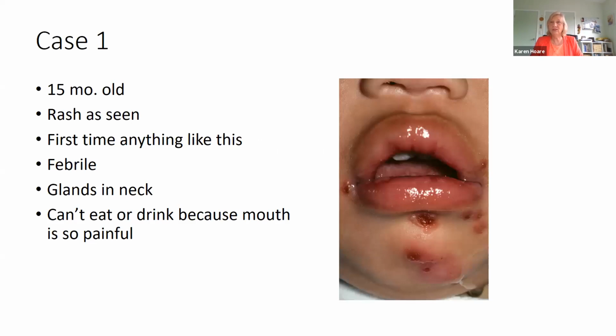Case 1, so a 15-month-old. This is the rash. The parent says it's the first time they've ever seen anything like it. There's glands in the neck. They can't eat or drink because the mouth is so painful. What do you think it is?